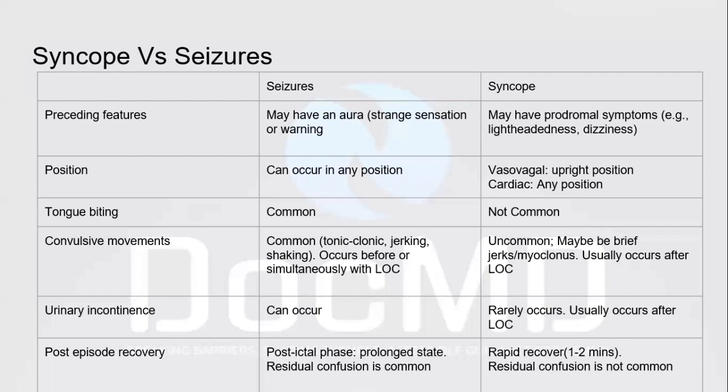During seizures, the convulsive movements occur before or simultaneously with the loss of consciousness. This is important. While in syncope, these movements occur after the loss of consciousness. These may be jerks or myoclonus. They are again brief, but I would not suggest you get into too much detail about whether they are brief or not, because it's a very gray area. But what is not a gray area? Convulsive movements occur before or simultaneously with loss of consciousness in seizures.